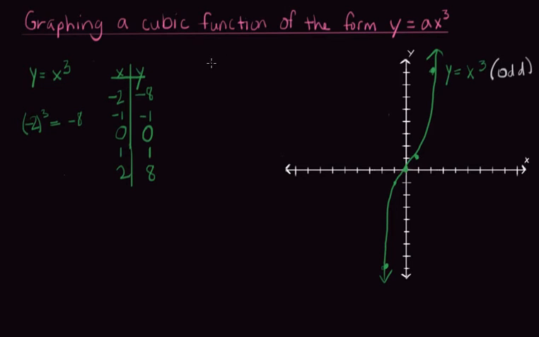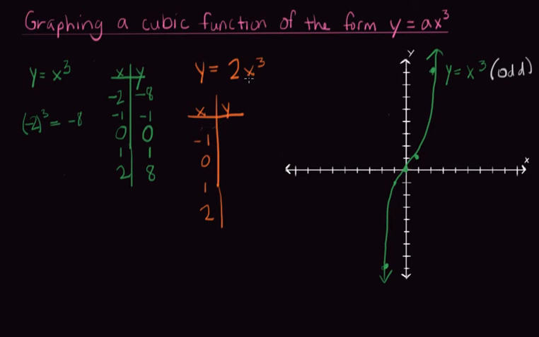So now let's talk about if we have a function that has some coefficient in front of it, like y equals 2x to the third power. This is just going to stretch out this graph a little bit. So let's make a chart and take a look. This time I'm just going to put -1, 0, and 1 on. I'll put 2 also, but I don't think it's going to be on my graph.